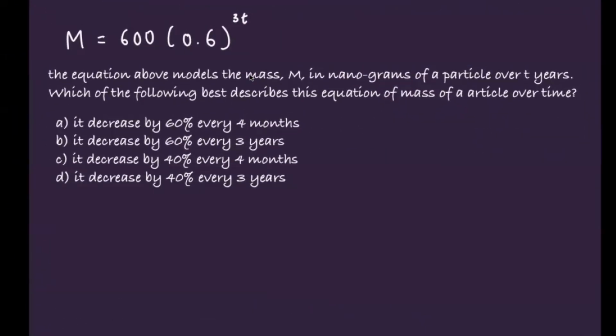Take a look at this example. Pause the video and see if you can do it on your own. Okay, let's go over this together. So the equation above is pretty similar to our last example, except our growth factor is less than 1. Our B is less than 1.